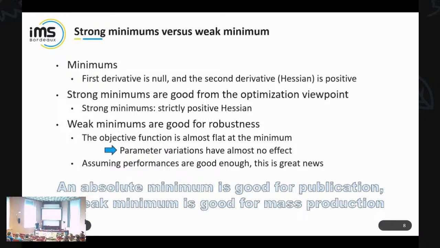So the absolute minimum is good for publication, let's say for academics. But for those in the industry, they want to sell circuits which are very, very good, to have something which is insensitive to parameter variation. And so the weak minimum is better for mass production. So if you want to make a robust design, you have to focus not on the absolute minimum, but on a weak minimum to make sure that your circuits will be good, assuming the fact that it is good enough to answer the specification of the standard of the circuit you are addressing.